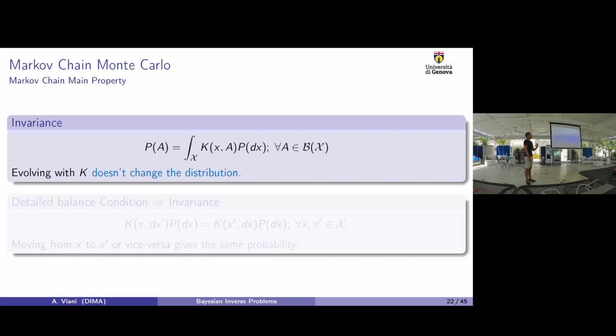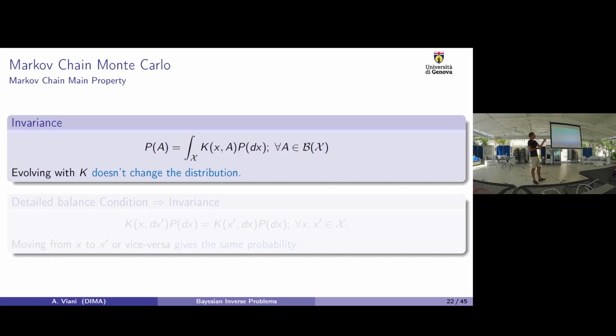I said that we have to introduce some definitions on the properties of the chain. And the first one is the so-called invariance. A chain is invariant with respect to a measure P if, when we start with P and we evolve using the transition kernel K, we are still distributed as before. So a chain is invariant if the kernel doesn't change the distribution.